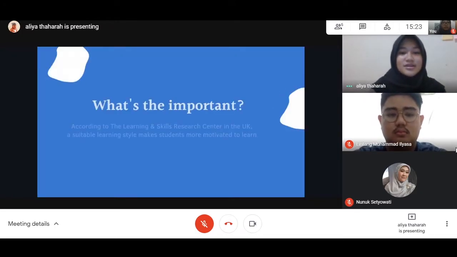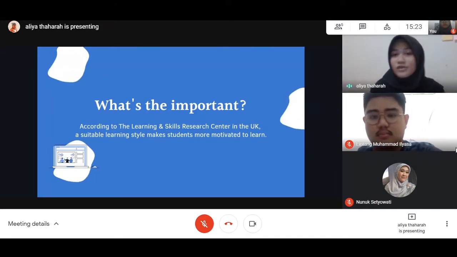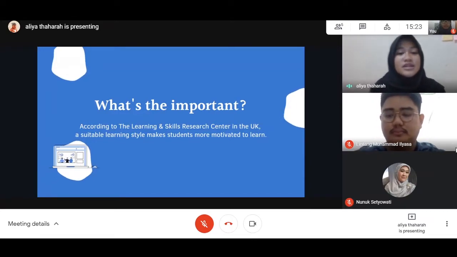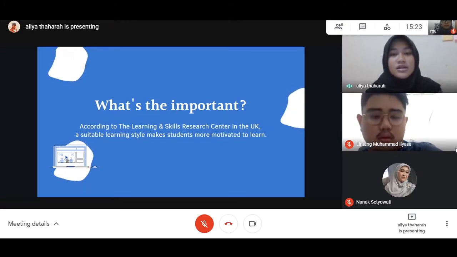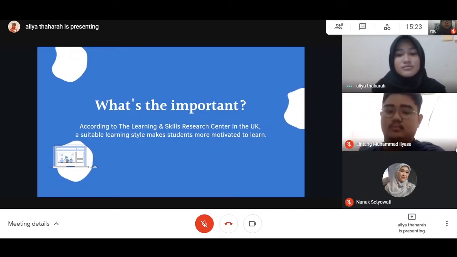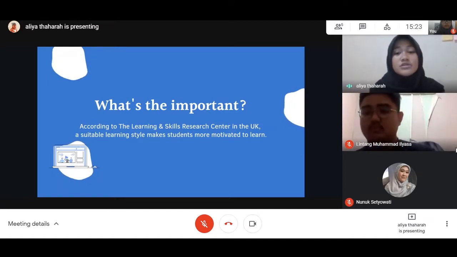Okay, next, why is it important for us to know the suitable learning style? According to the Learning and Skills Research Center in the UK, a suitable learning style makes students more motivated to learn. Imagine when you already know the suitable learning style to use when your learning runs, you must be motivated to do it again because you could understand the material easily.